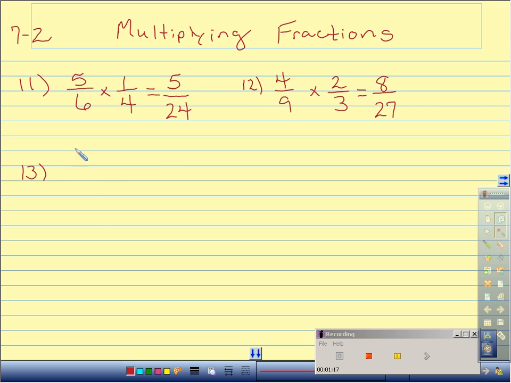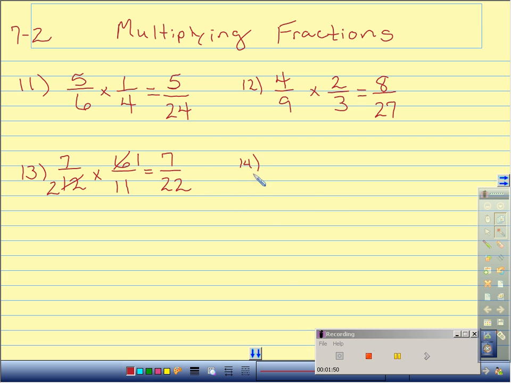13, 7/12 times 6/11. I can cross reduce here with 6 and 12. They have a common factor of 6. 6 goes into itself one time. 6 goes into 12 2 times. Now I multiply straight across. 7 times 1 is 7. Over 2 times 11, which is 22.